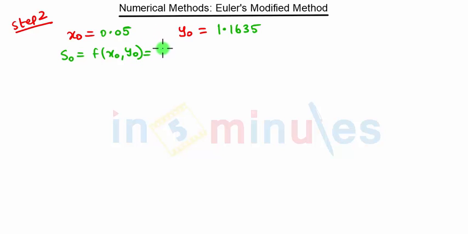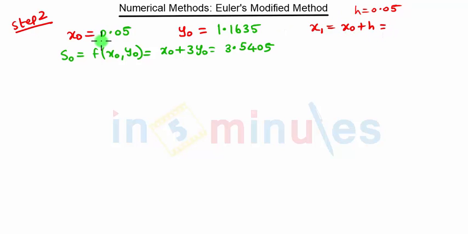So here it should be x0 plus 3 times y0. If we calculate this value, we will get 3.5405. So this is our new S0. After this, our h will remain as it is, that is 0.05. Then we calculate the value of x1 again. x1 will be x0 plus h. x0 is now 0.05 and h is 0.05, so we get x1 as 0.1.